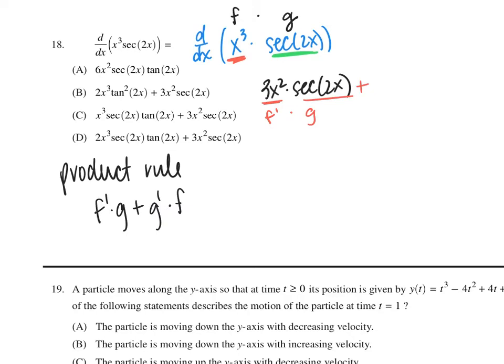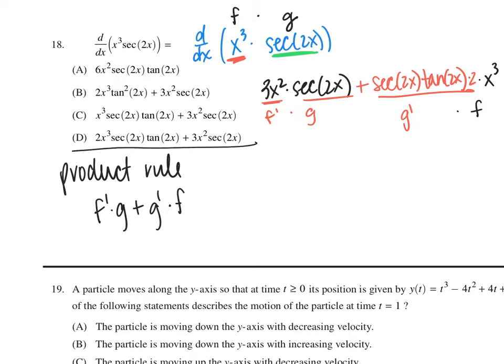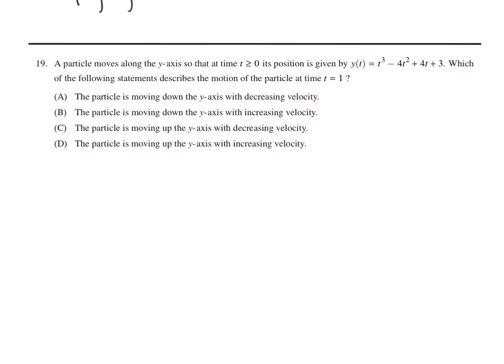Plus, then we got to go do g prime. Ooh, the derivative of secant. Can you remember that it is secant of my angle, tangent of my angle, times the derivative of my angle. So times 2, this right here is all g prime. We got to make sure that we multiply that times our f, and our f was x cubed. If you take some time to figure out what answer that looks like, we've got a 2x cubed secant tangent. Yep, this is looking like D. They just put it in opposite order.